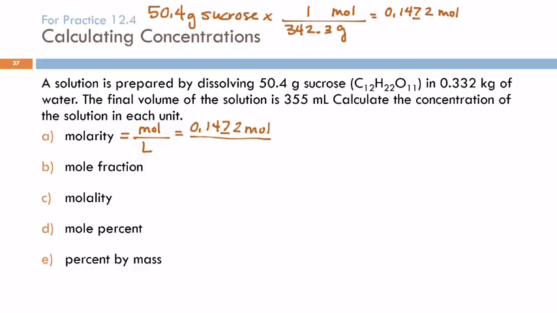And then volume of solution. Well, they gave us the volume in milliliters. How many liters would that be? Like 0.355. How do you know it's not 355,000? Because the smaller unit should have the larger number. The larger unit should have the smaller number.